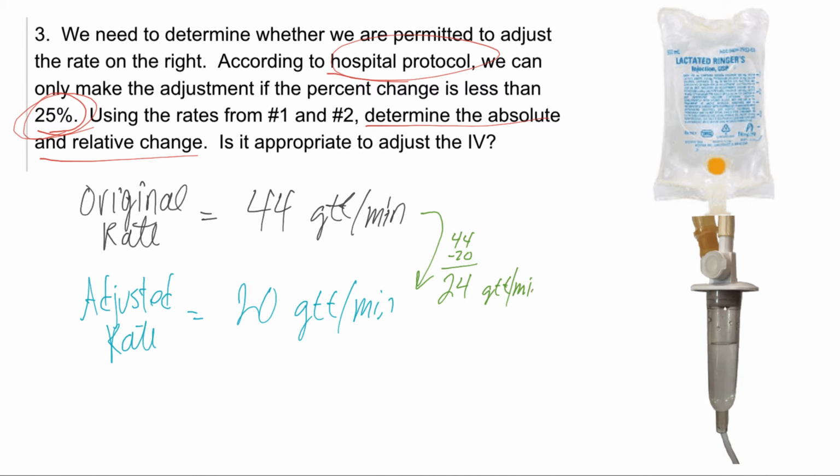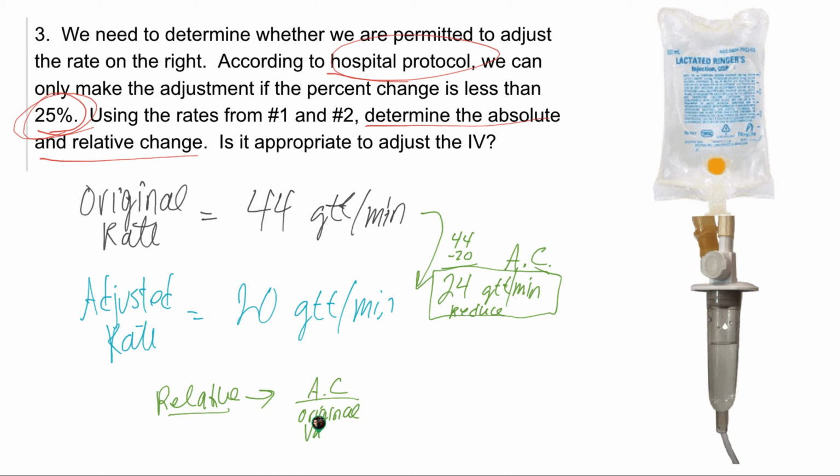So this is an absolute change. We're reducing by 24 drops per minute. That's our absolute change. I will abbreviate that AC. The absolute change from our original rate to our new rate is 24 drops per minute. The relative change, we want to consider the absolute change, so the absolute change over the original value. So this is going to be a percent.